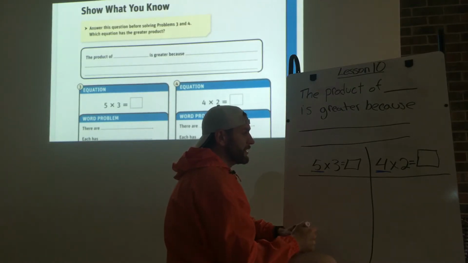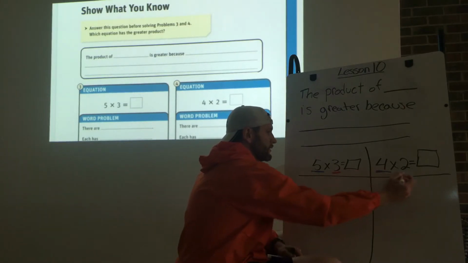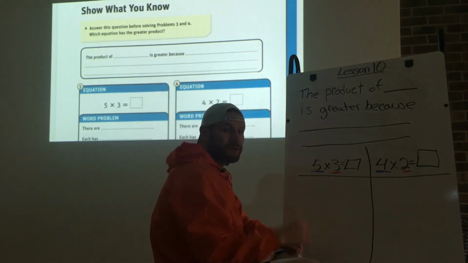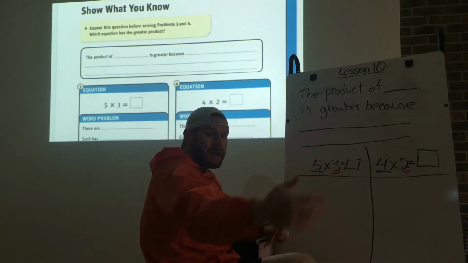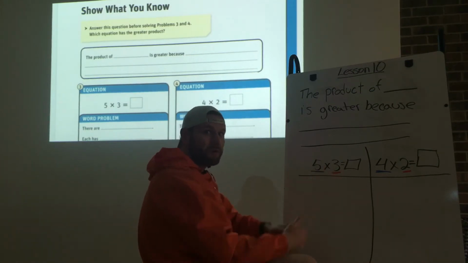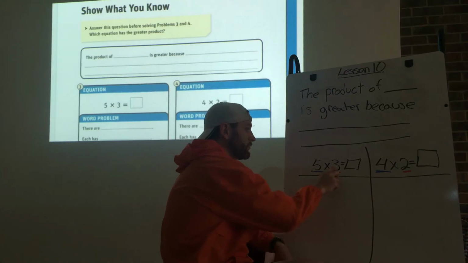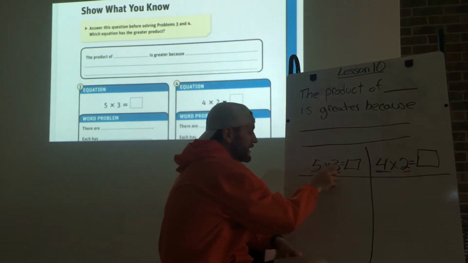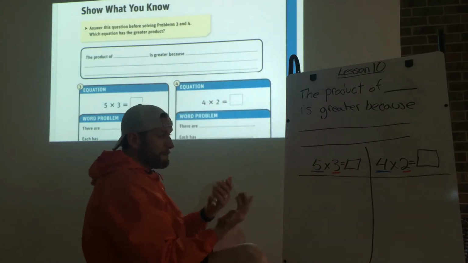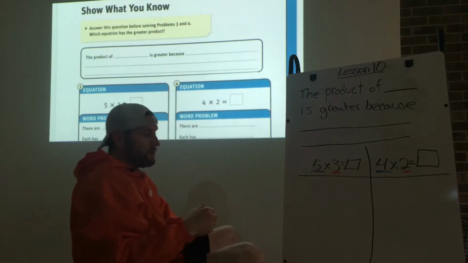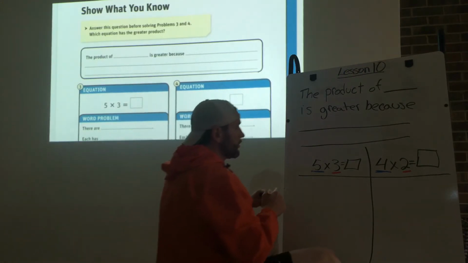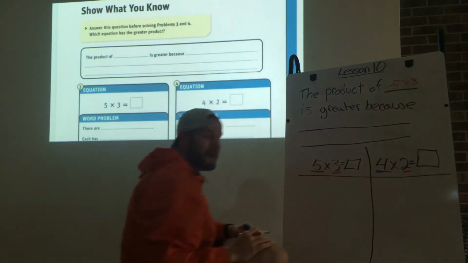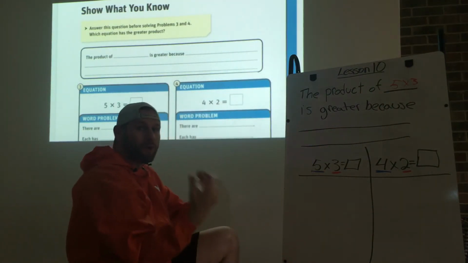Then let's look at the second number in the equation. We have 3 and 2. Well, we know based on addition and multiplication, the larger the numbers are that we're adding, the larger the value of the answer is going to be. So if 3 is larger than 2 and 5 is larger than 4, then we can conclude that 5 times 3 is going to be greater because the digits are larger. So what we should do is put 5 times 3. Why? Because the digits are larger.